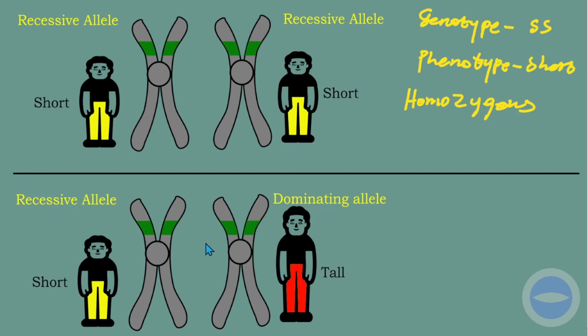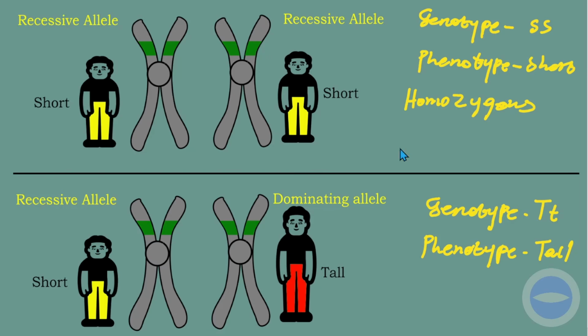Then let's come to this situation. We have a recessive allele and a dominating allele. So for genotype here, we will have a tall, which is capital letter T, and a short, which is recessive, we will write small letter t. And then phenotype, what we will see, because T is dominating, we will see someone who is tall. So for phenotype, we will see tall. We don't write only T, we write tall.